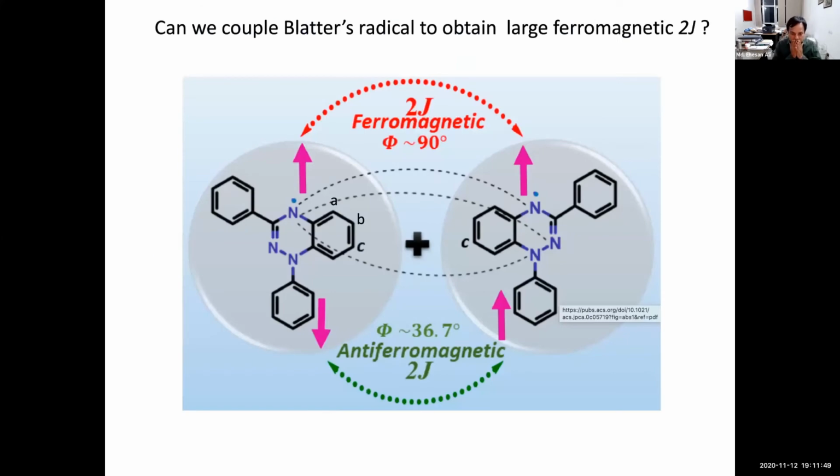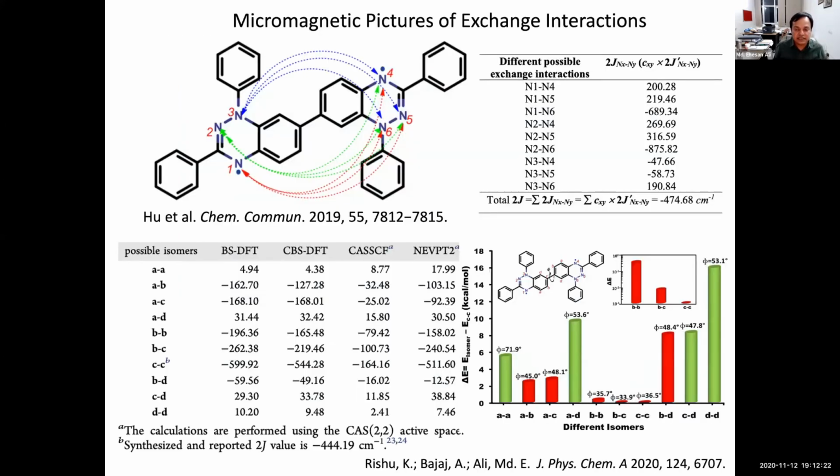Now we wanted to couple. So far we have been talking about the coupling of different stable radicals as well as the Blatter radical. Now in the literature, we really don't see quite strong ferromagnetic exchange interaction just by coupling them. And then we tried to find what the reason was.